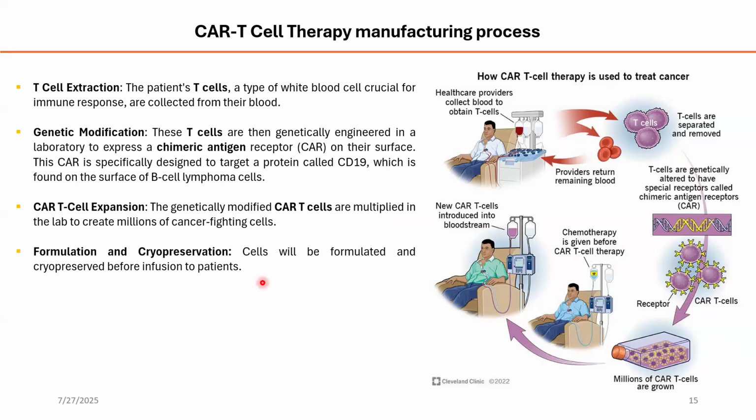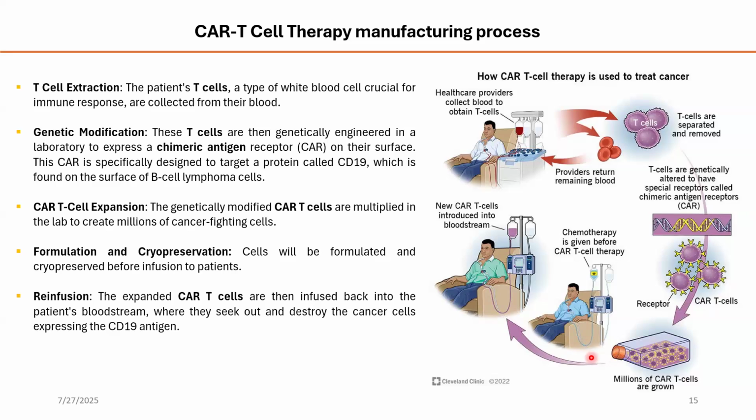Once the patient is ready for reinfusion, it is reinfused into the patient. Before reinfusion, chemotherapy is done to the patient to remove all the cancerous cells in the body, so that there is also no immune reaction against the CAR T cells. After the chemotherapy, you reinfuse these CAR T cells into the patient's bloodstream, where they specifically destroy the cancer cells expressing the CD19 antigen.